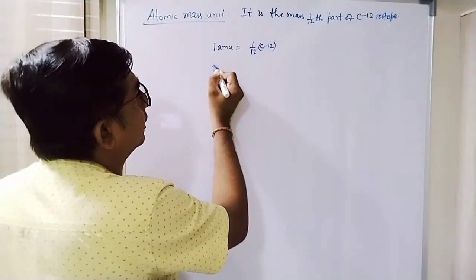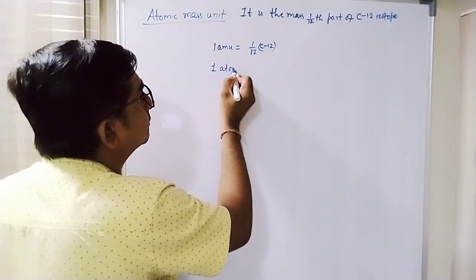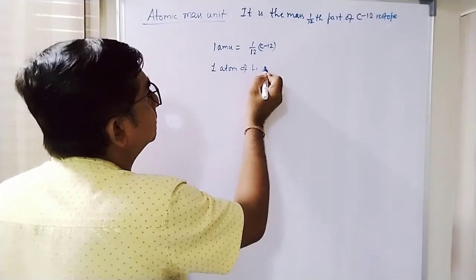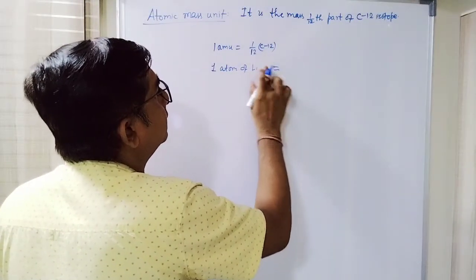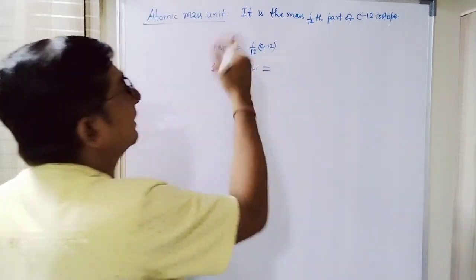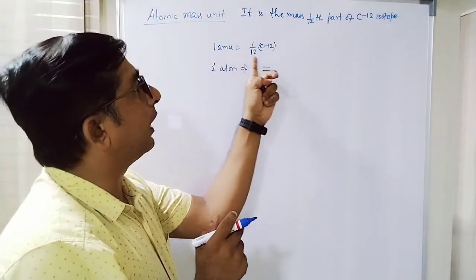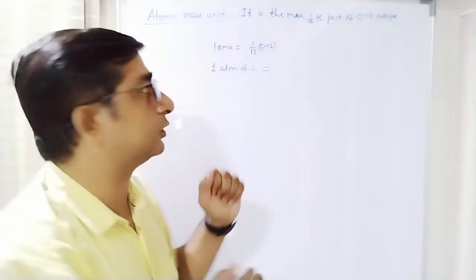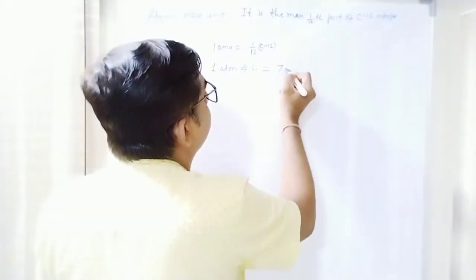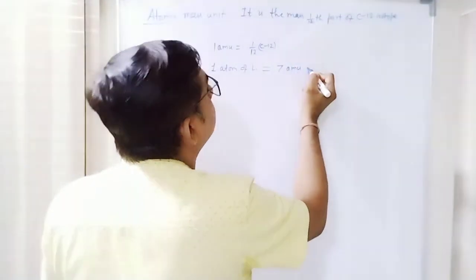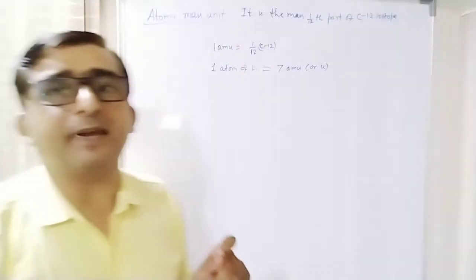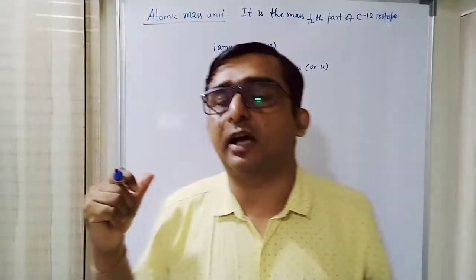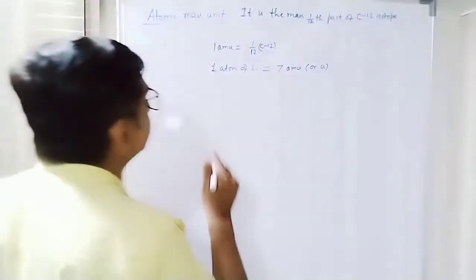So if I take here one atom of lithium, it was equal to 7 times the mass of 1/12th part of the carbon-12 isotope. So it was said to be 7 AMU, atomic mass unit, or you can just write u also. u is read as Dalton, u, atomic mass unit.